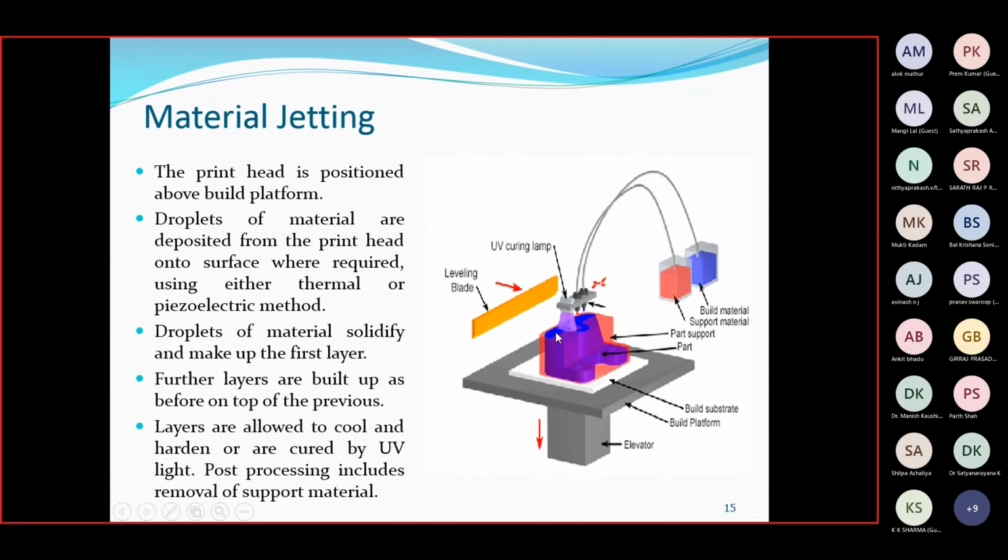Then the complete process takes place on this platform, and the platform goes a little bit down after the material solidifies, and then further layers are built on top of the previous layers, and like that you have generated the part. So material jetting is a different process. Here we are not using a laser, or a digital light, to solidify your polymers. Here a UV curing lamp is already there, which just provides a little bit of heat so that the complete layer will solidify.